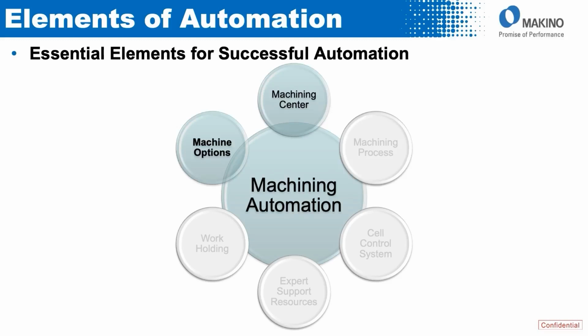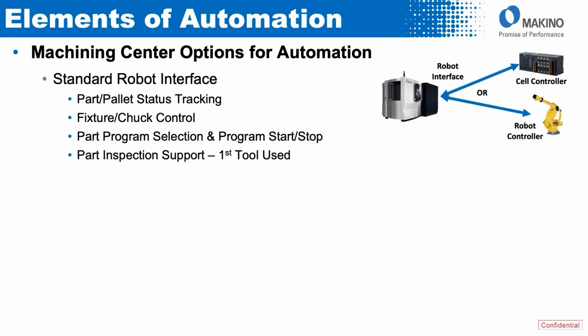Next, let's talk about the machining options. You need to have options that help integrate your machining center with the machine tending automation. And where we like to start here is a robot interface. You have to have communications between your automation system, whether it's a part-based system, robot, or some type of pallet automation, and the machining center.